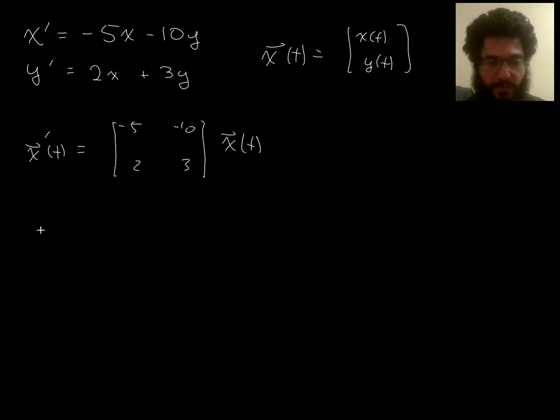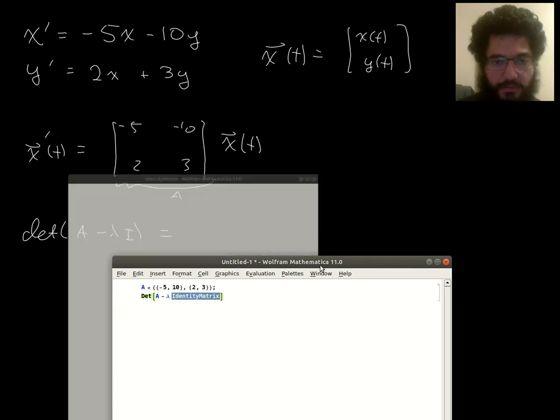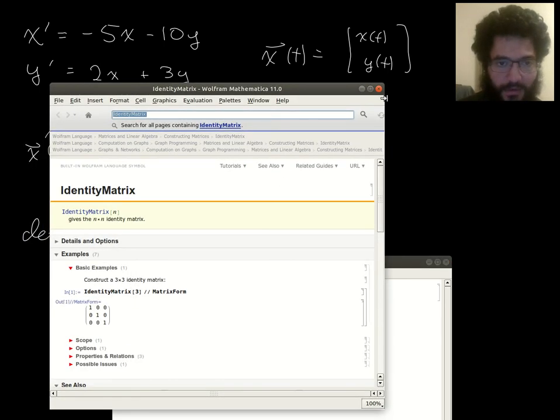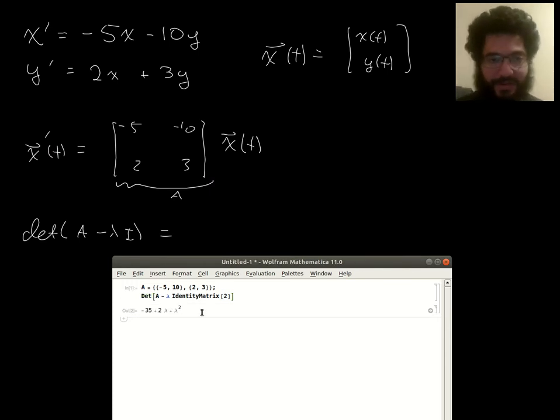Alright, so let's get the characteristic polynomial. Let's call this matrix A. Determinant of A minus lambda identity equals, and I'm being lazy here. I want the determinant of A minus lambda times the 2 by 2 identity matrix. Okay. There it is, simplified down for me, so I don't have to do any algebra. The characteristic polynomial is lambda squared plus 2 lambda minus 35.